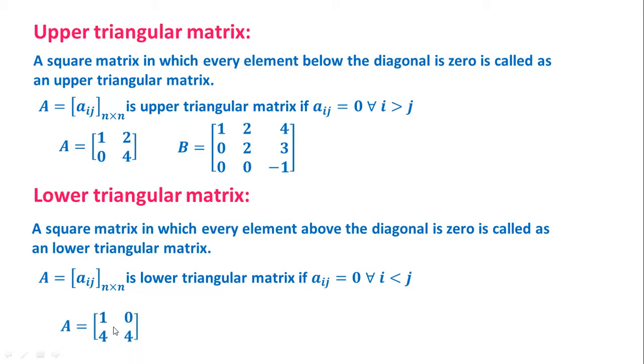See, this is the diagonal and every element above the diagonal is 0, so this is a lower triangular matrix. And in case of a 3 by 3 matrix, this is a lower triangular matrix. See, this is the diagonal and above the diagonal all elements are 0. So remember the upper triangular matrix and the lower triangular matrix.